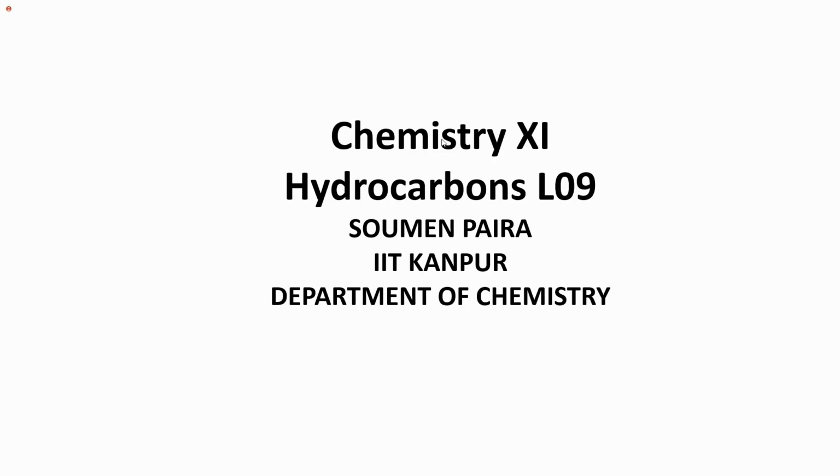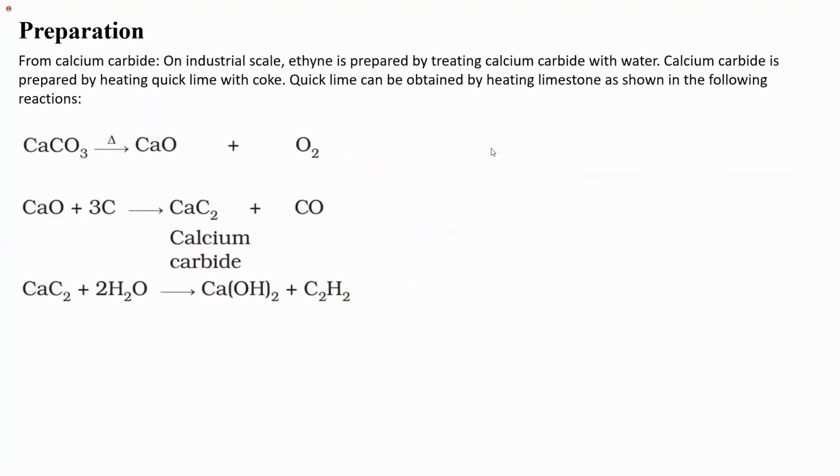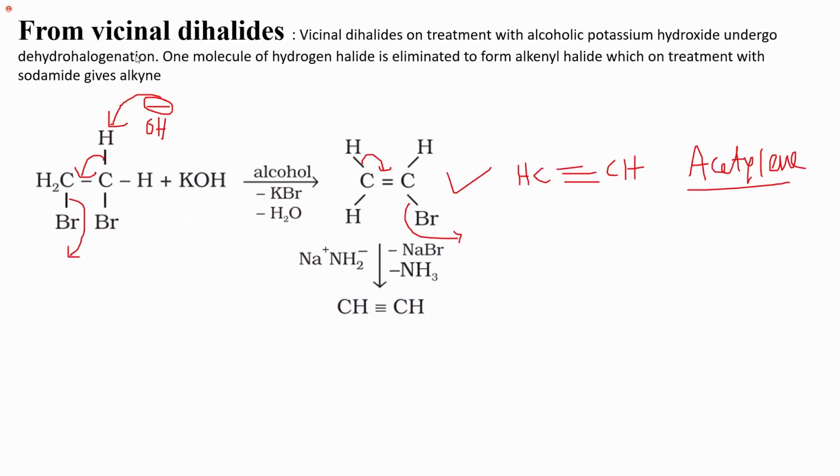Okay. In the last lecture, we were in the hydrocarbon chapter, and we discussed the vicinal dihalides. From the vicinal dihalide, we can get the alkyne preparation. In this chapter, we have discussed how to prepare alkanes, how to prepare alkenes, and then we are discussing how to prepare the alkyne moiety.